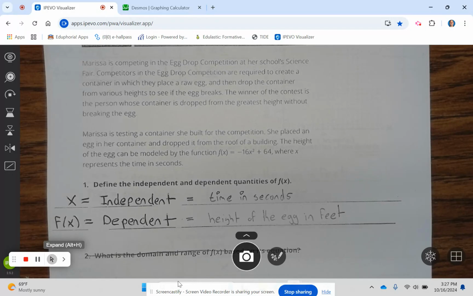Marissa is testing a container she built for the competition. She placed an egg in her container and dropped it from the roof of a building. The height of the egg can be modeled by the function f of x equals negative 16x squared plus 64, where x represents the time in seconds.